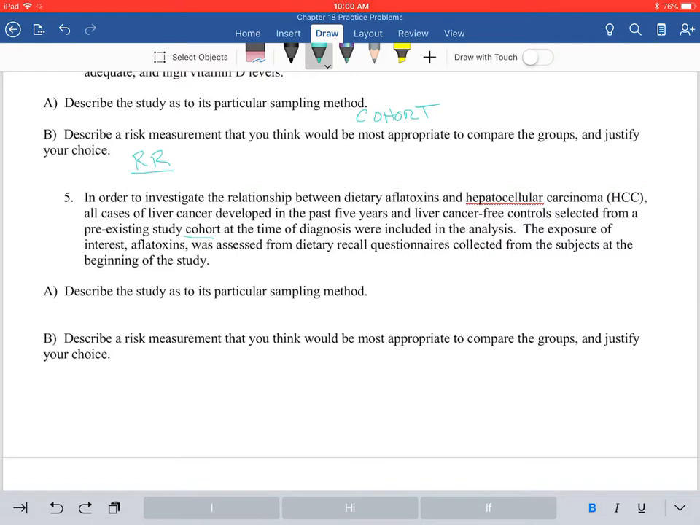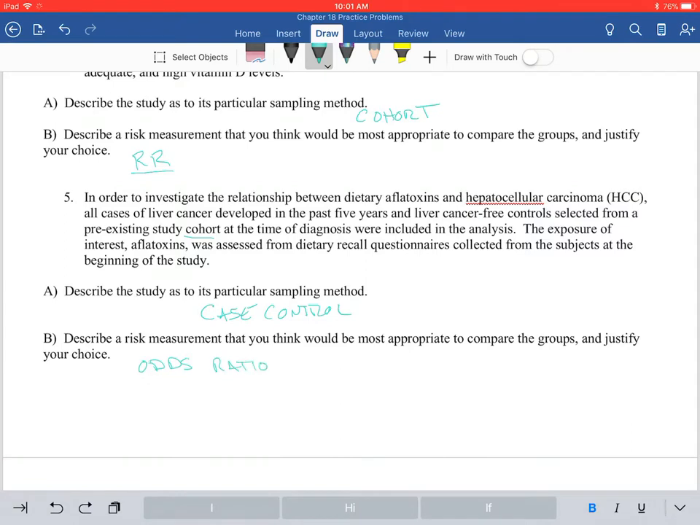So when you start nursing school, that is your cohort. When you go to high school, your cohort is your class going through the next 4 years. That is your cohort, a group of people at that time. So what they're doing is finding the group of people who had developed liver cancer in the past 5 years, and then matching them to people who were liver cancer free as the controls. So you have cases and controls, so this is a case control study.